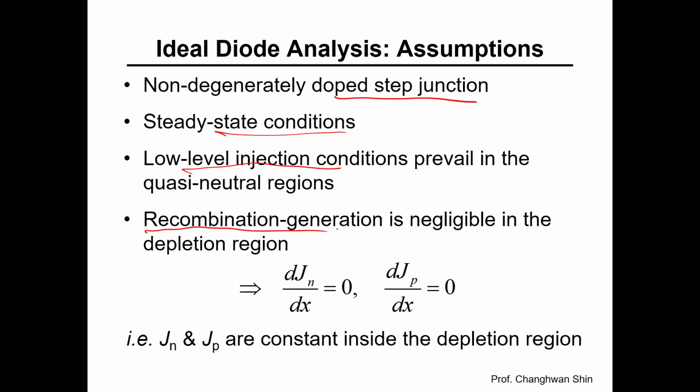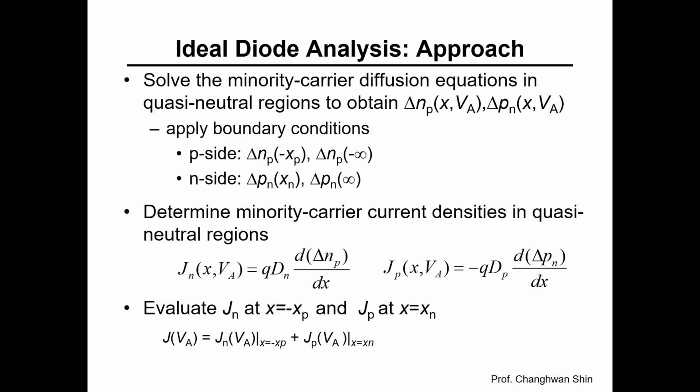Finally, we assume recombination-generation is negligible in the depletion region. This is like saying the carriers travel through the depletion region so quickly that they don't have time to recombine or generate. So this last assumption gives us an important mathematical consequence. J sub n and J sub p are constant inside the depletion region, expressed as the derivative of J sub n with respect to x is 0. Okay, so this significantly simplifies our analysis in the end.